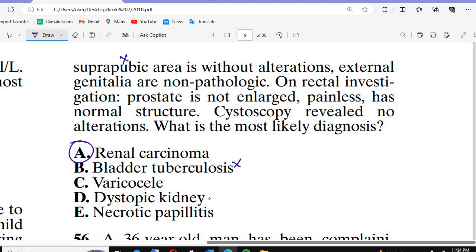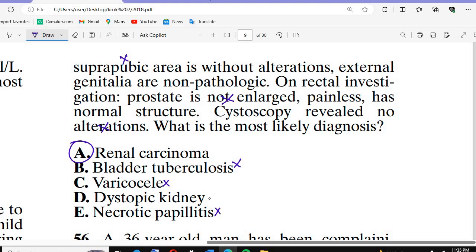It cannot be varicocele. Varicocele we discussed already. Necrotic papillitis, no, it's not necrotic papillitis. And dystopic kidney, an abnormal kidney. On rectal investigation, the prostate is not enlarged, painless, and has a normal structure. Cystoscopy revealed no alterations. So what is the most likely diagnosis? It can be renal carcinoma or the dystopic kidney.